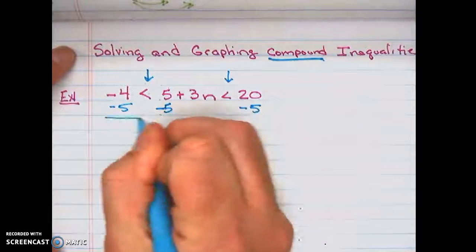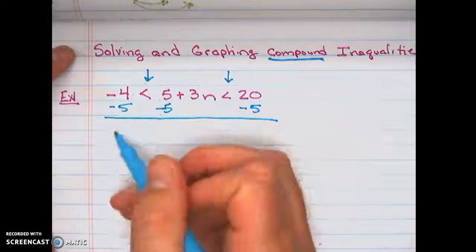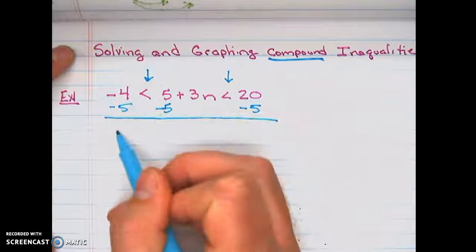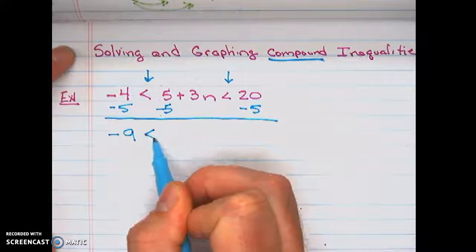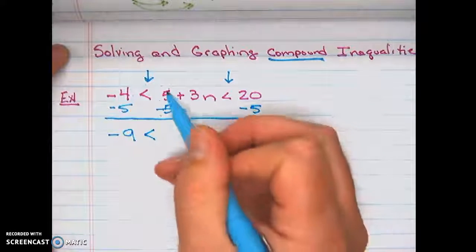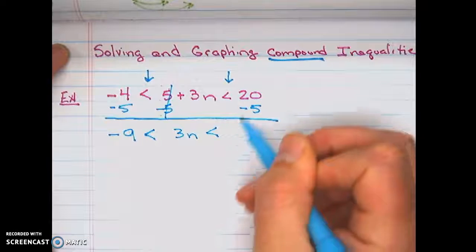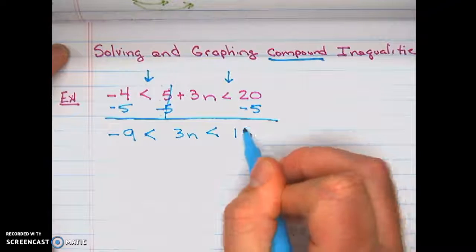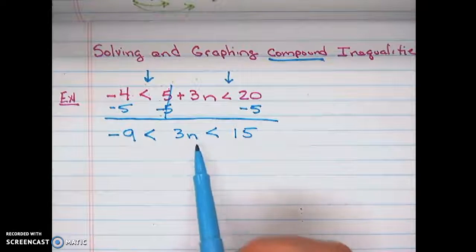And so after that, I'll just draw my line like normal and I'll just do the math. Negative 4 minus 5 over here is just negative 9. When I subtract, I don't flip my inequality, so I just leave that as a less than. The 5's cancel out. I have 3n is less than 20 minus 5 is 15. So notice, we got rid of the 5, but n's still not by itself yet.